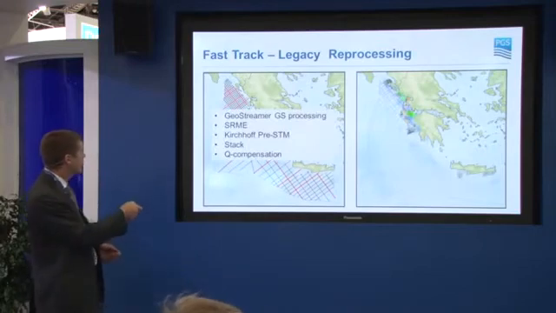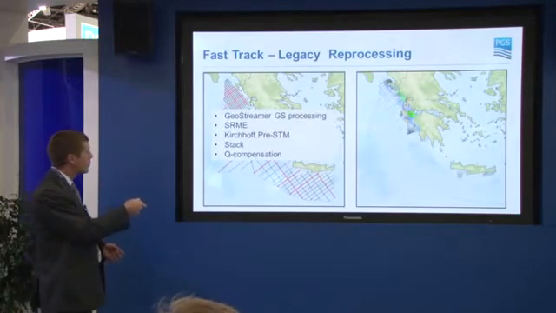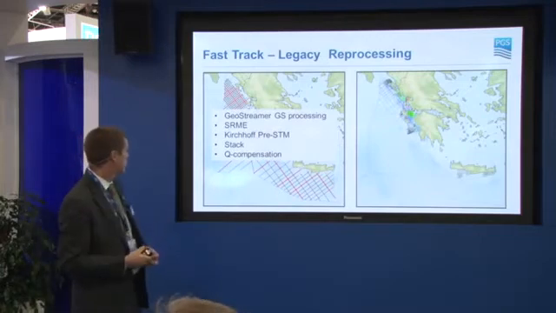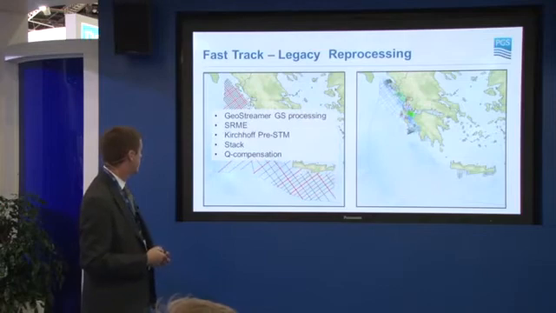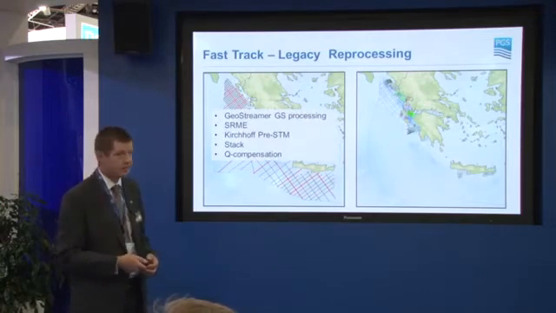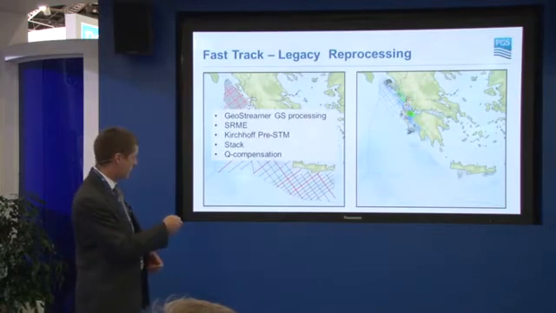The fast-track processing flow is to remove the ghost with the GeoStreamer and GS processing, and then to run multiple removal, and then 1 kilometer velocity analysis for pre-stack Kirchhoff, and then apply Q compensation.